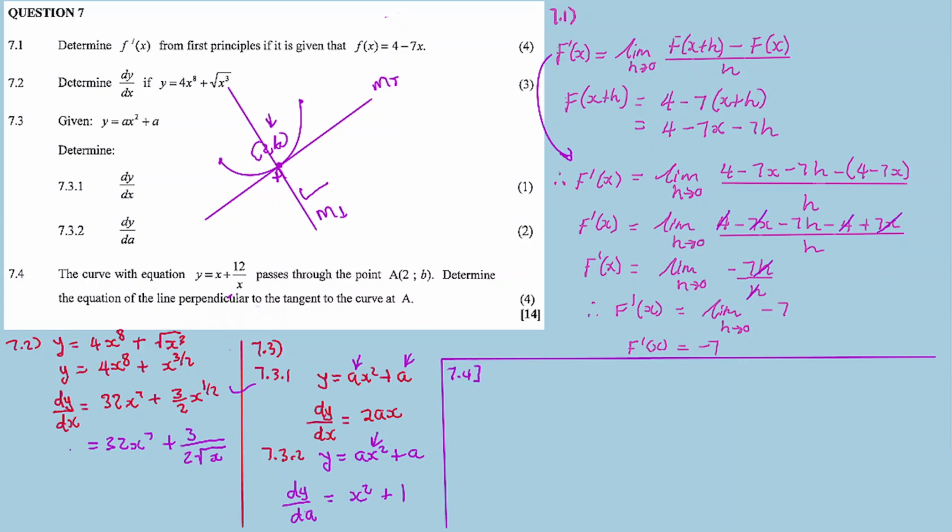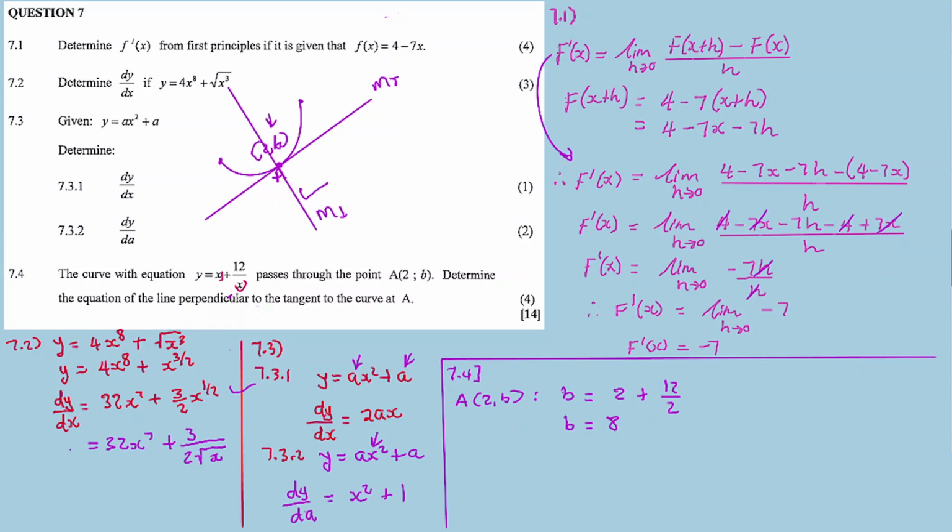The first thing we do here is to find the y coordinate for B, the value for B, which is the y coordinate of A. So these are the coordinates for A. The x coordinate is 2, and then the y coordinate is B. We want the value for B. So therefore, since the point A is also found on the curve, we substitute into the curve: y value B equal to x plus 12 over x, where we put in 2, and then 2 plus 12 over 2 is 8. So therefore B is equal to 8.